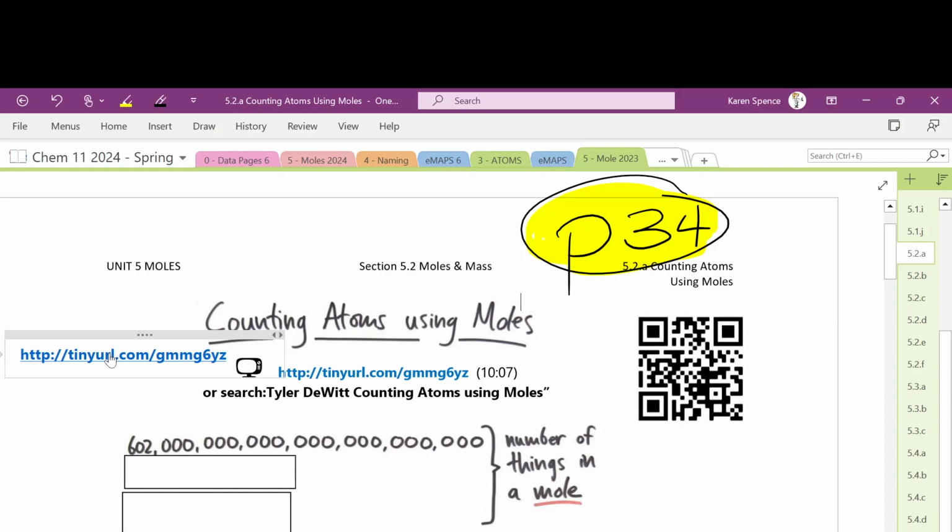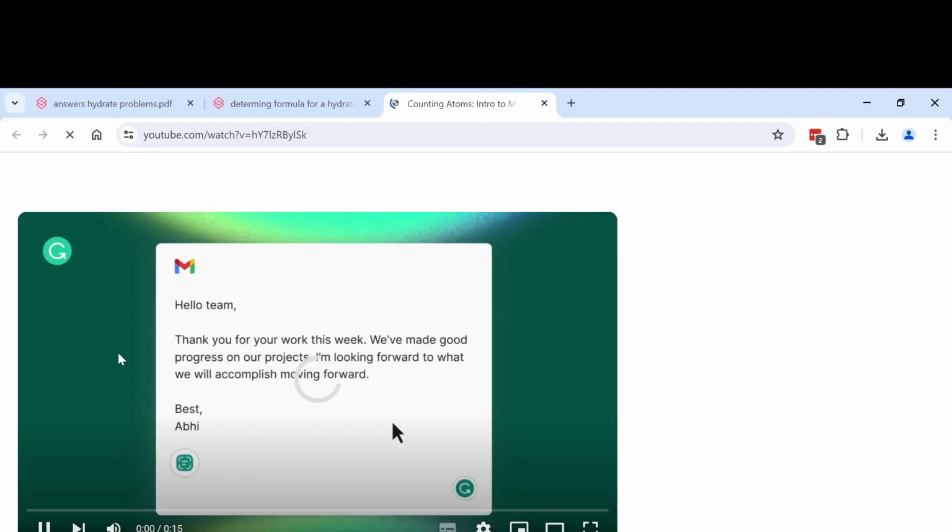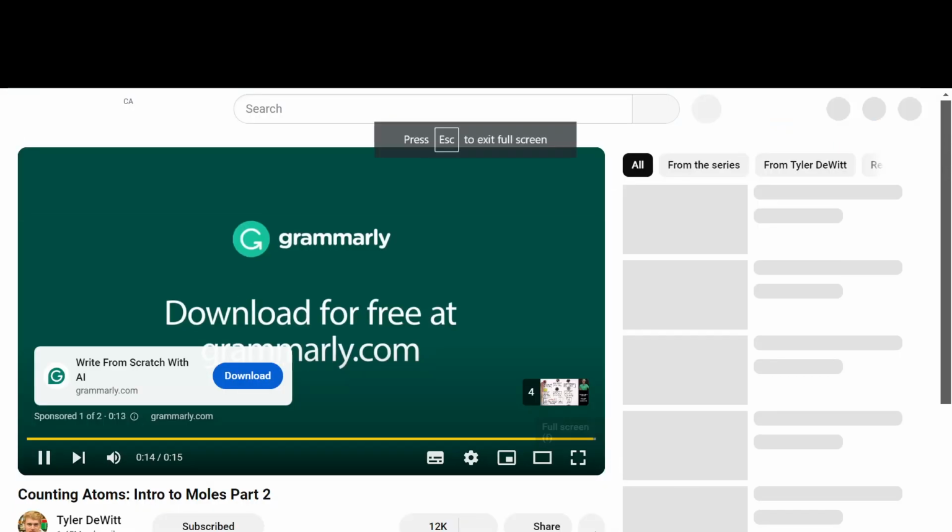Page 34. When you write, your tone influences how real.